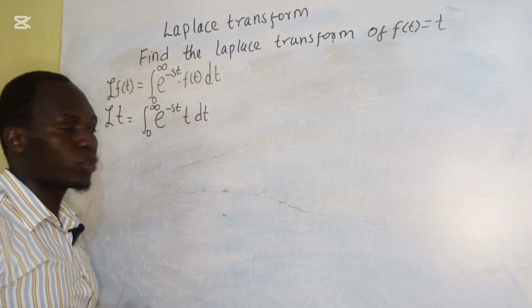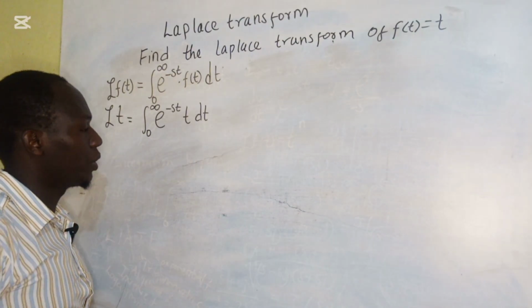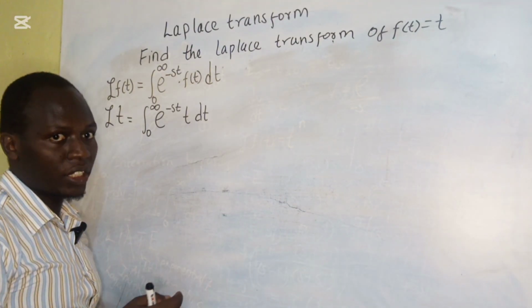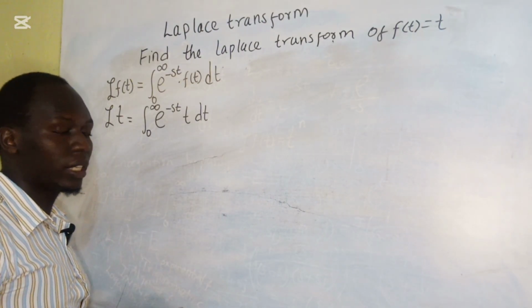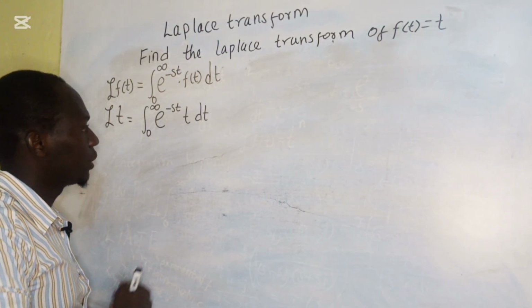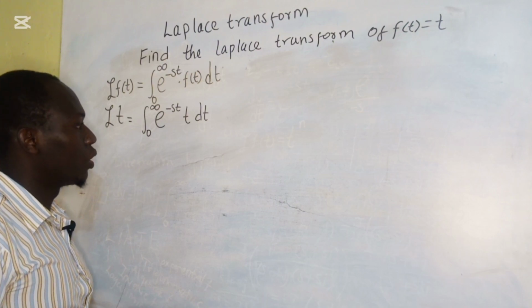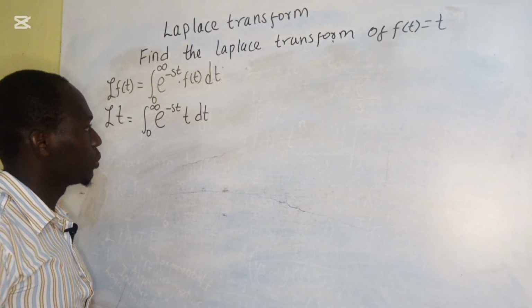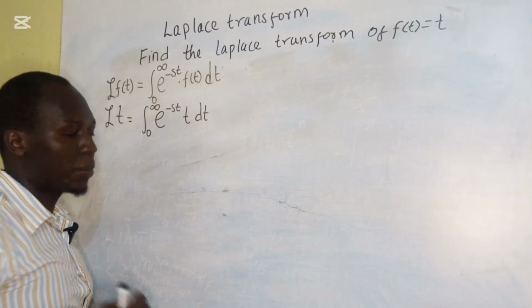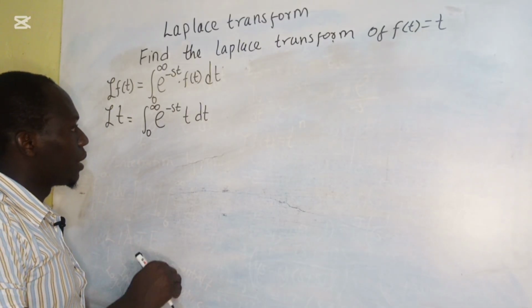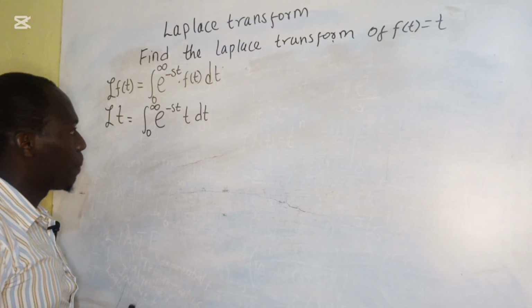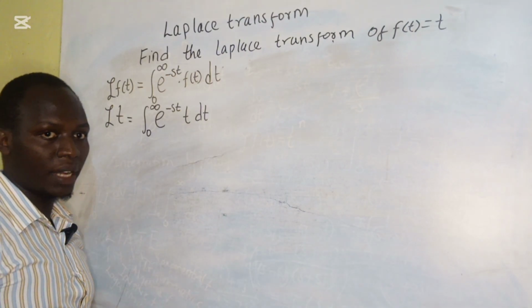Unlike other forms, where when we reached this point we were converting sine into an exponential, cos hyperbolic into an exponential, or sine hyperbolic into an exponential, here the term t we are not going to convert into an exponential. Rather, we are going to use the integration by parts formula.